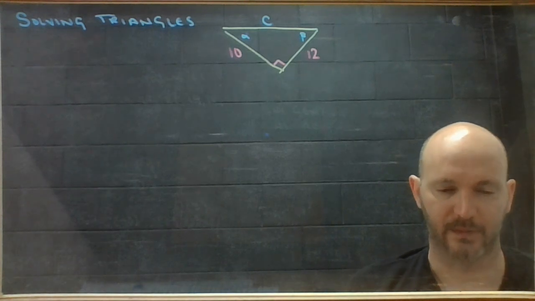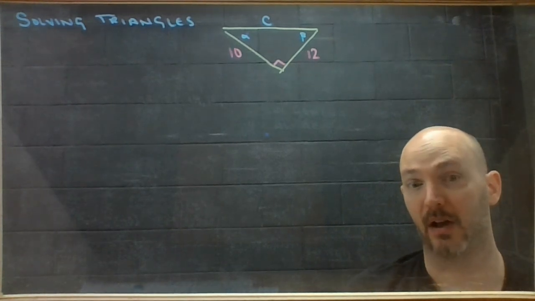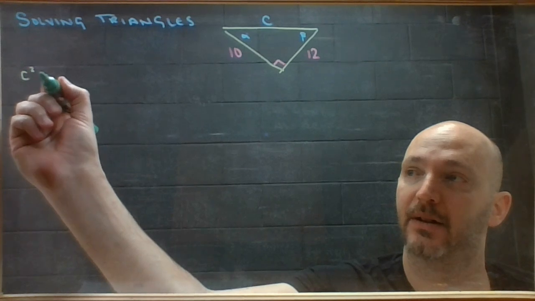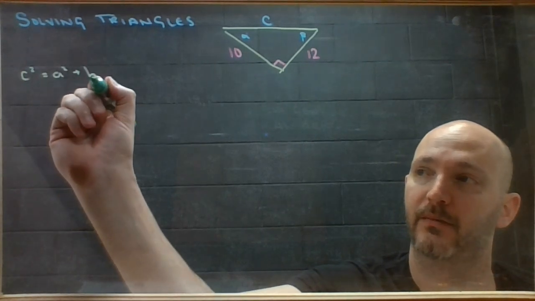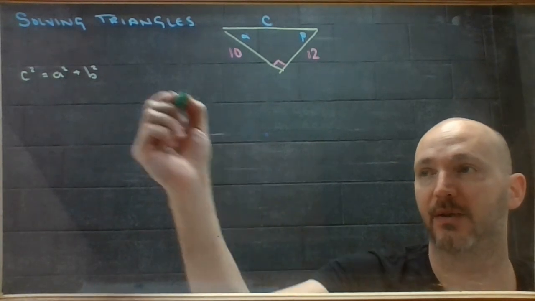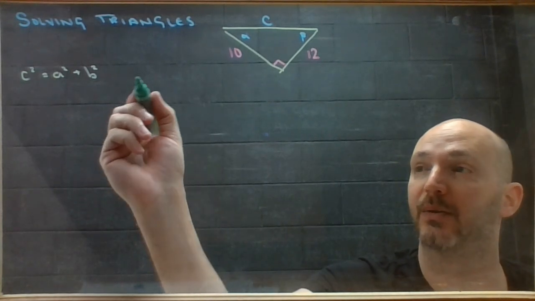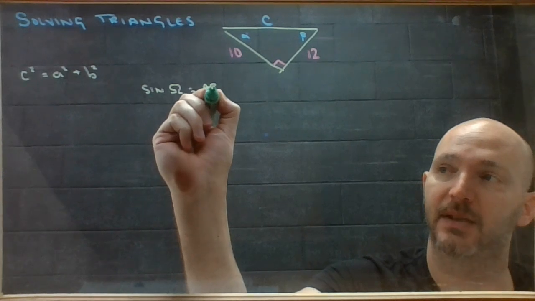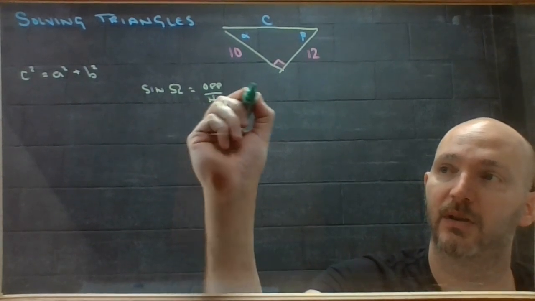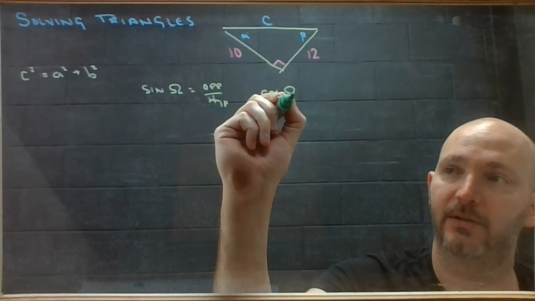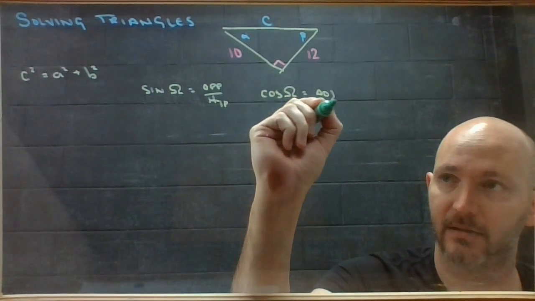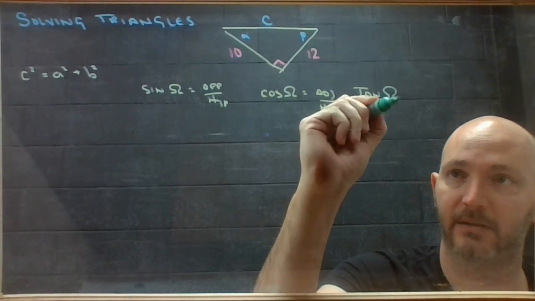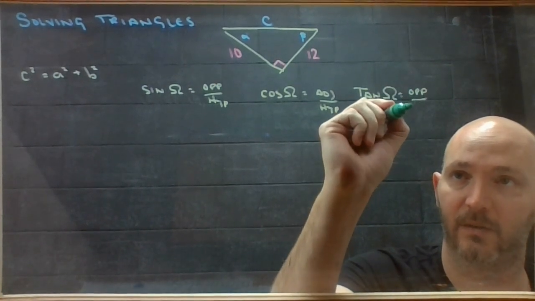So when you're trying to figure out where to start, you have lots of options. The first tool you have for right-angled triangles is the Pythagorean theorem. And the second set of things you have are the sine, tan, and cosine ratios. So the sine of any angle is the opposite side over the hypotenuse. The cosine ratio of any angle is the adjacent over the hypotenuse. And the tan ratio of any angle is the opposite over the adjacent.